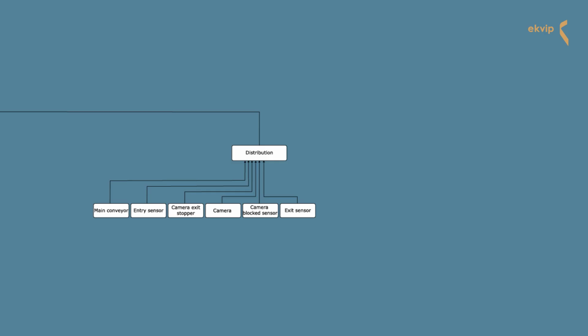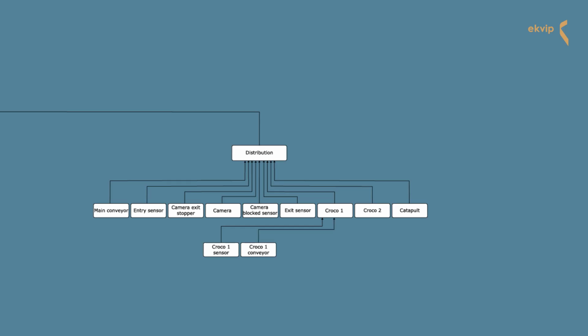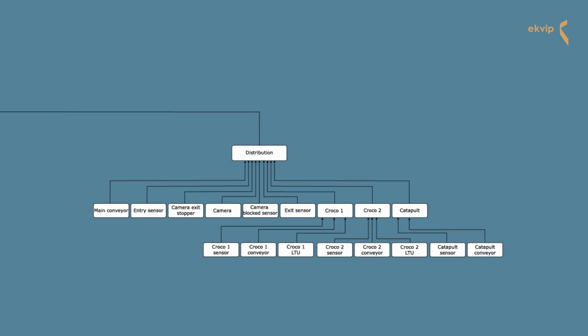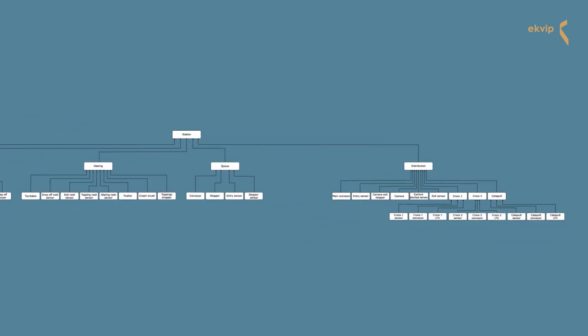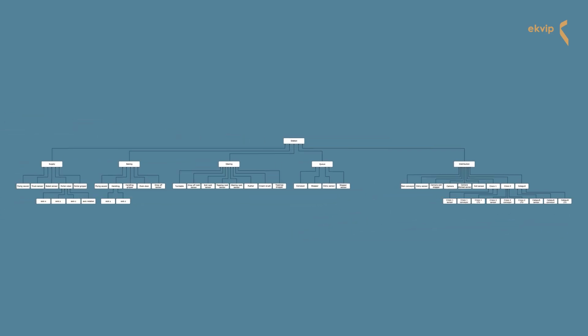Next 3 branching units: Croco 1, Croco 2, and Catapult. Each of them has 3 child nodes: Croco 1 sensor, Croco 1 conveyor, Croco 1 LTU, Croco 2 sensor, Croco 2 conveyor, Croco 2 LTU, Catapult 2 sensor, Catapult conveyor, and Catapult LTU. This is our beautiful tree.